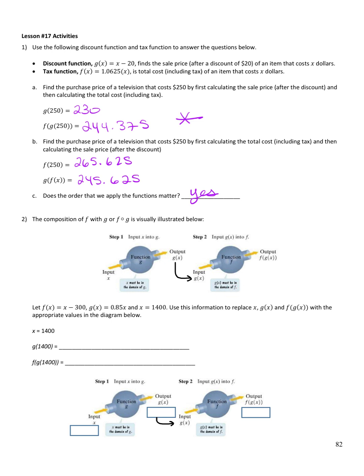Okay, looking at an example, I have F of X equals X minus 300, G of X is 0.85X, and X is 1400. I want to use this information to replace X, G of X, and F of G of X with the appropriate values in the diagram. So X is 1400, that's given. G of 1400, so I want to apply the G formula to 1400. So I'm going to do 0.85 times 1400. And I get 1190.